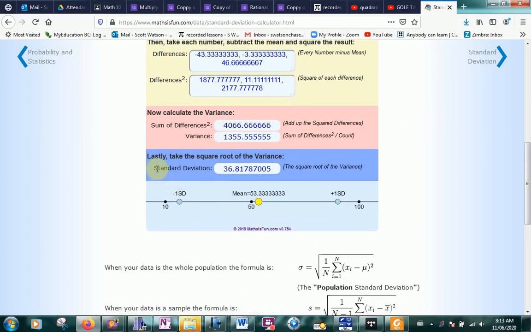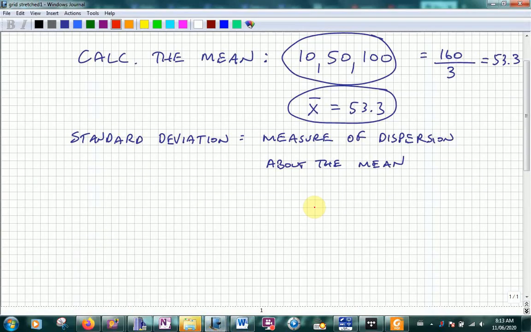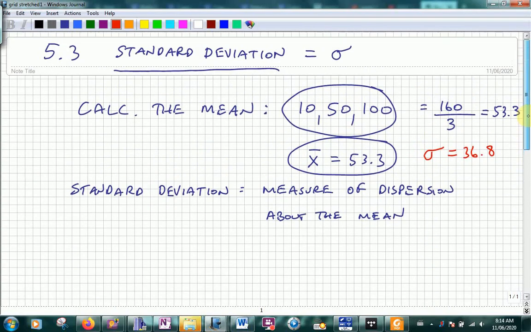But what does this say? Standard deviation 36.8. Just round it to the tenths. Don't write out all these numbers. Okay, and again, that is a dispersion about the mean. That's a pretty large number, 36.8. So standard deviation for these numbers is 36.8. So I'll just give you one more so we can compare it.